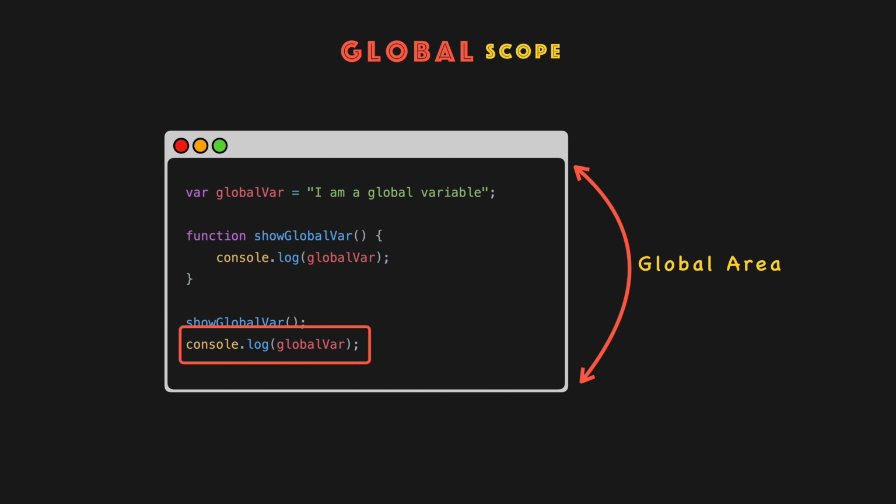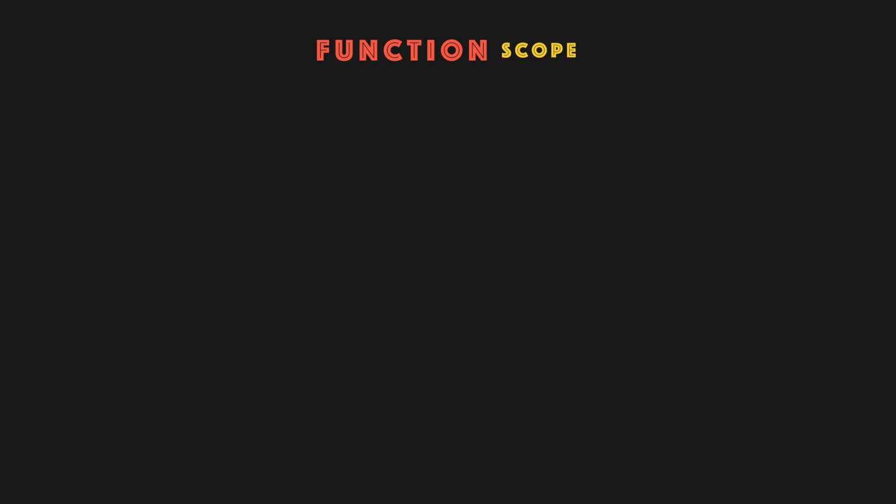Now, using global variables might seem convenient, but it's generally not a good practice. Why? Because global variables can be changed from anywhere in your program, which can lead to unexpected behavior or bugs, especially in larger programs. Next, let's talk about function scope.